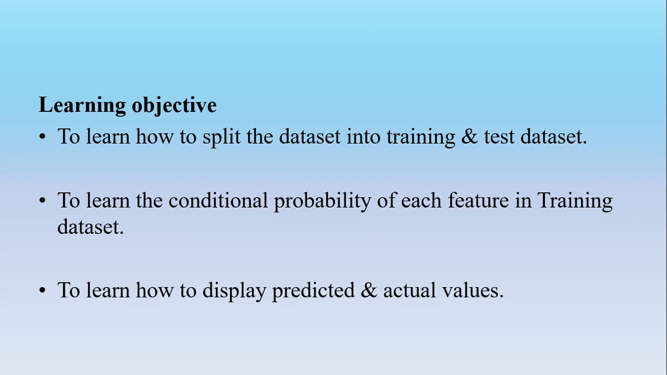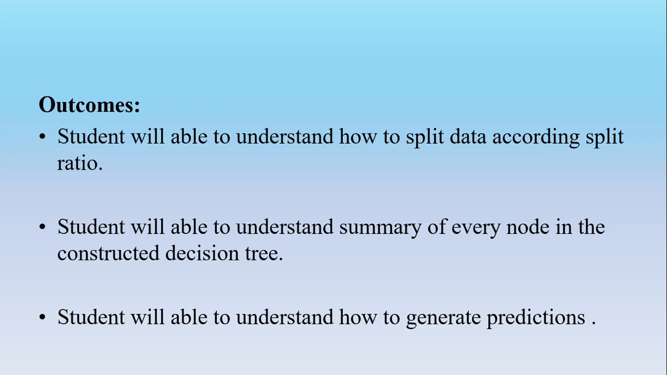Now the learning objectives: to learn how to split the data into training and test datasets, to learn the conditional probability of each feature in the training dataset, and to learn how to display the predicted and actual values. Outcome: the student will be able to understand how to split the data according to the split ratio, understand the summary of every node in the constructed decision tree, and understand how to generate the prediction.